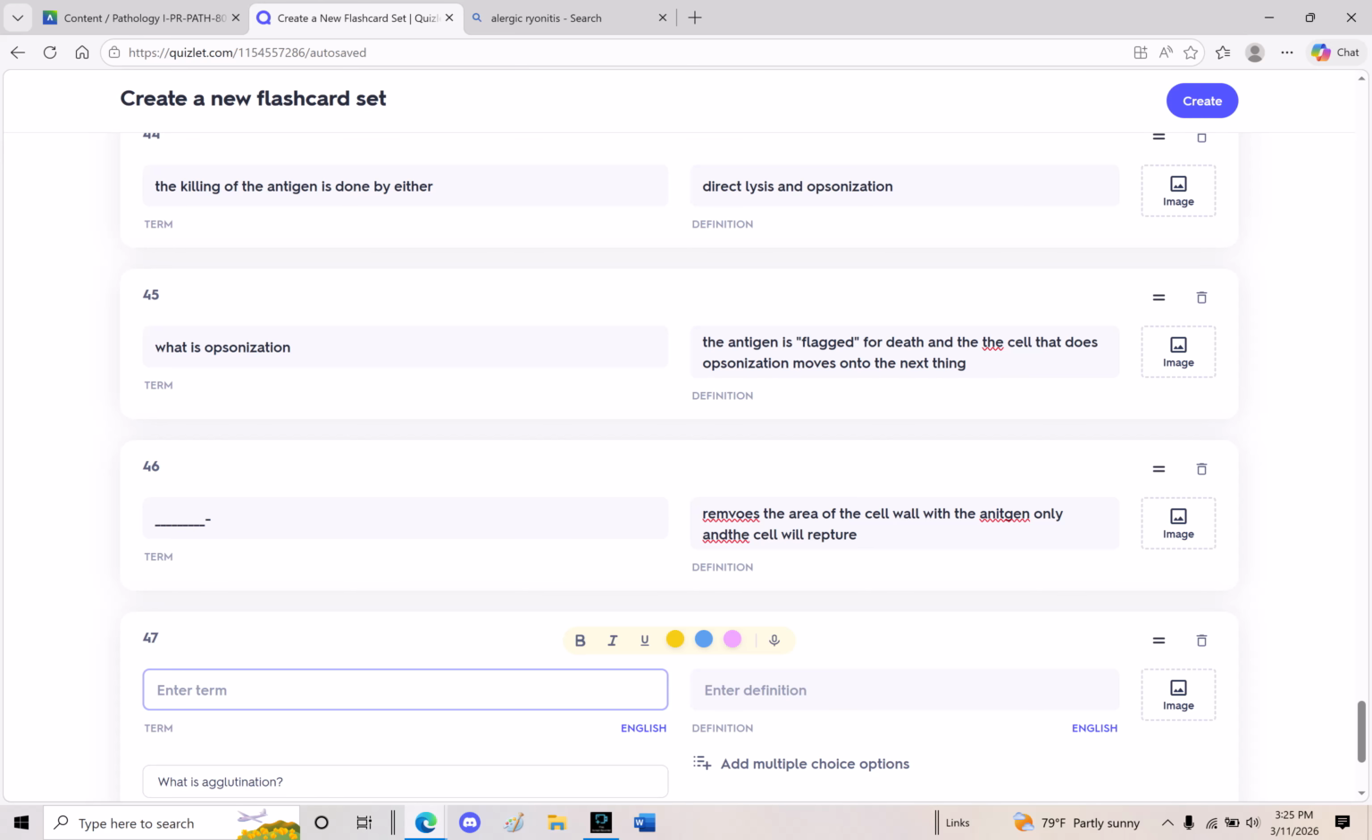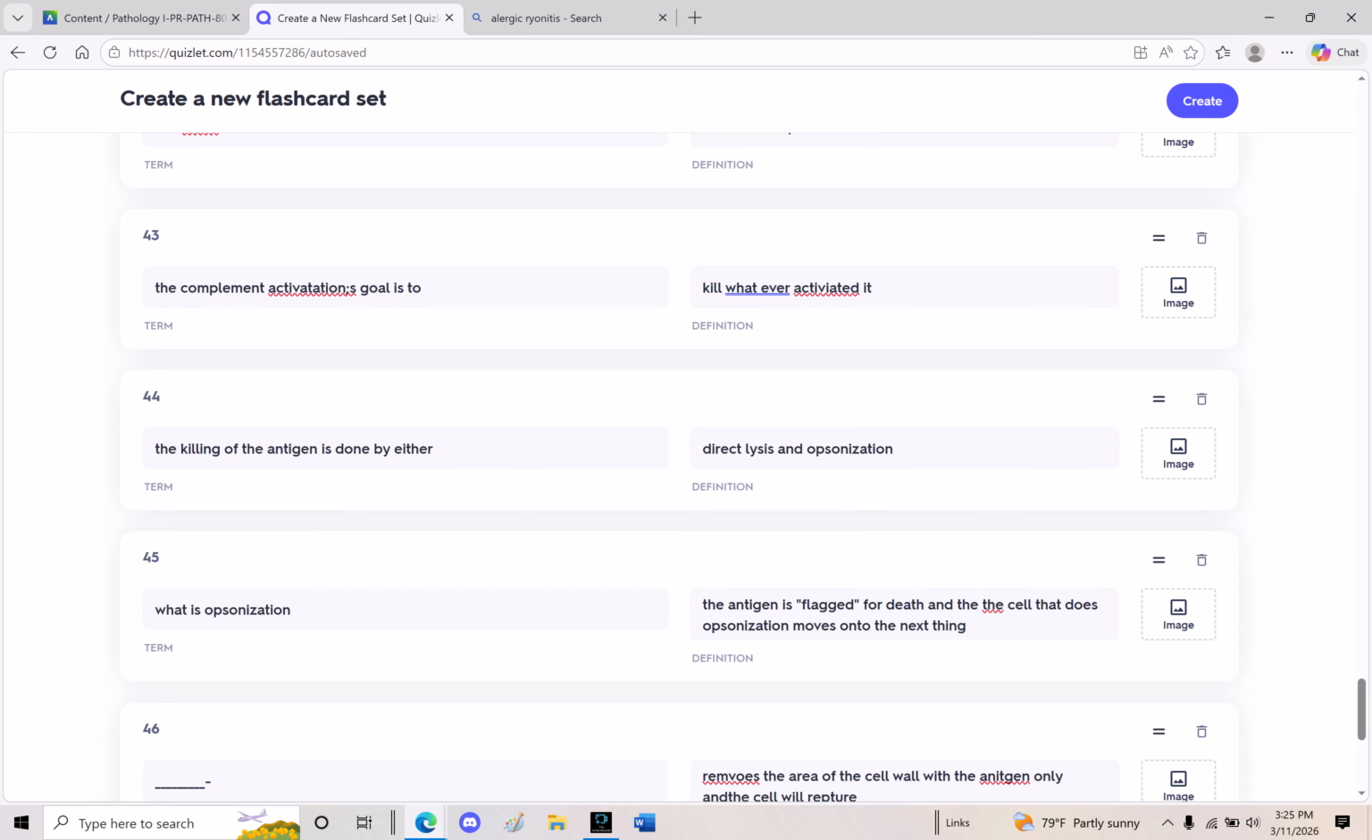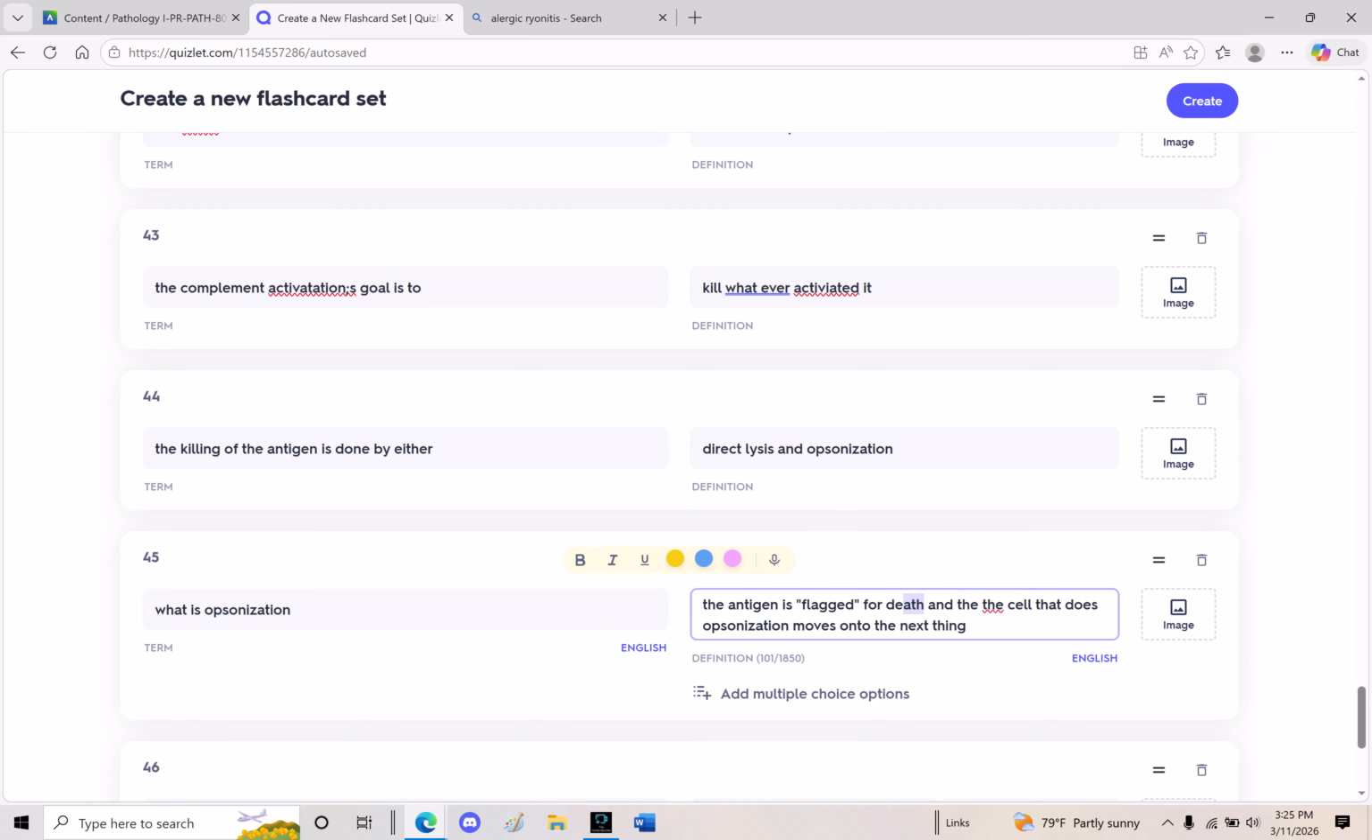Opsonization is like what I said, you mark the cell for phagocytosis. You say, hey, this one's got to go, and now your body knows, okay, this is the cell that we are coming to attack, and it will come and attack.